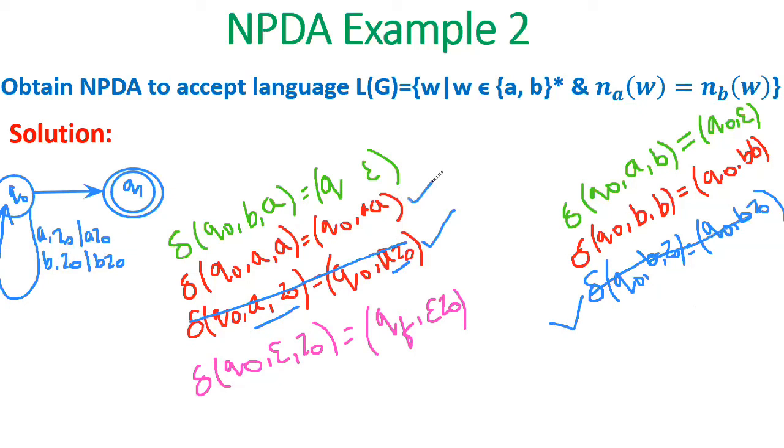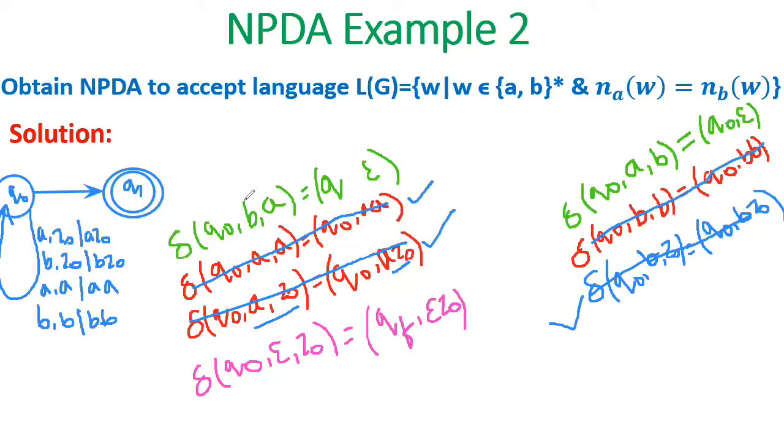Next, we'll go for this transition. What is it? A comma A bar A. Similarly, what is its opposite character? B comma B bar BB. So this is done.